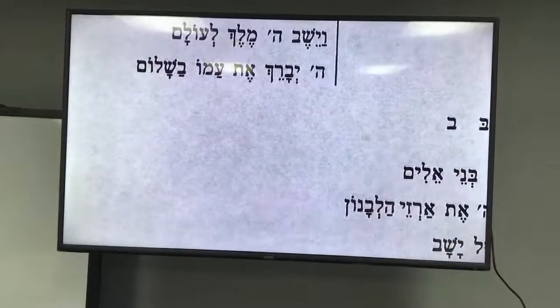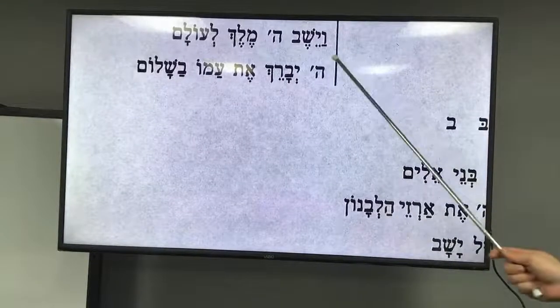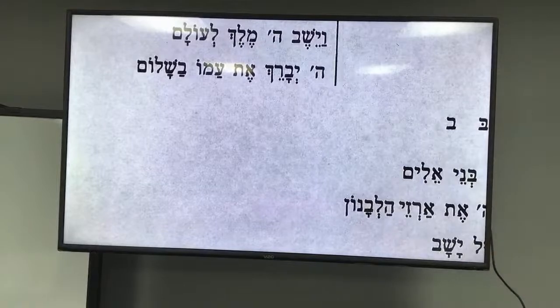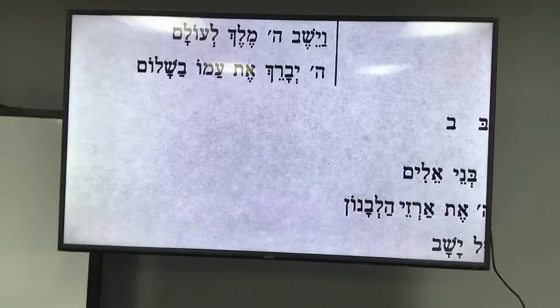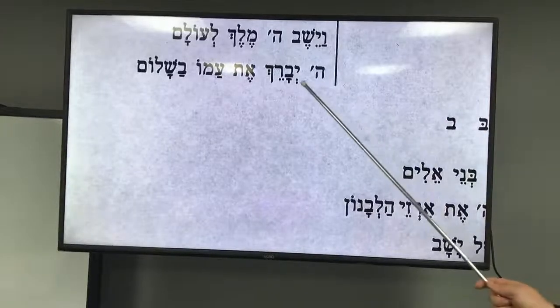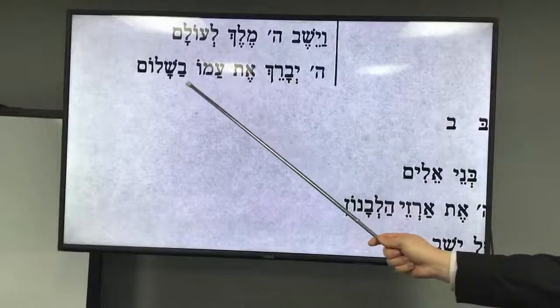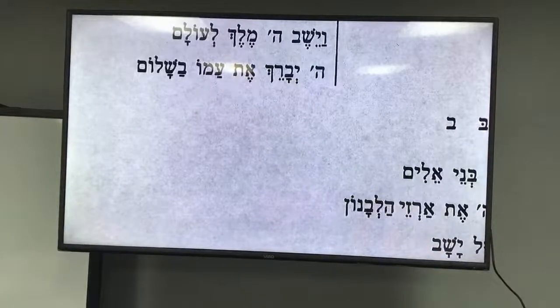Oh, can't get that any bigger. All right, this line here. Vayeshev Adonai Melech Leolam. Excellent. And this line: Adonai Yevarech et Amo Vashalom. That's great. Amen. Very good.